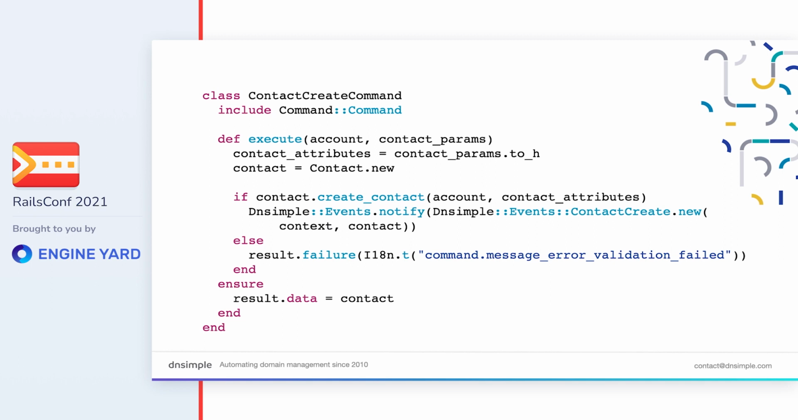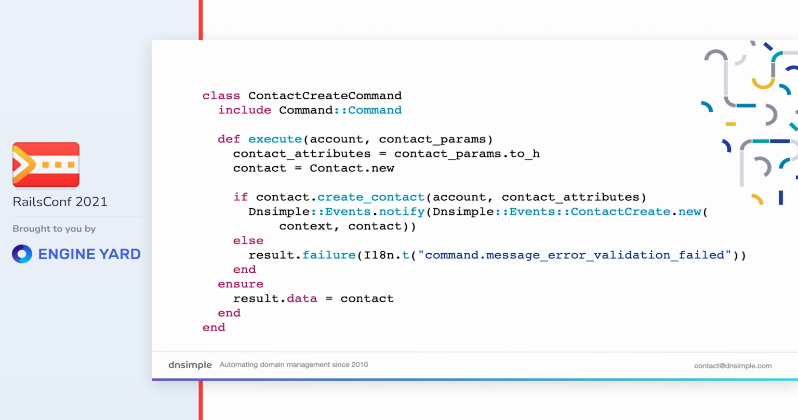So I think this gives a good example of how the commands allow us to evolve the implementation to include cross-cutting concerns and remove those from the controllers themselves. In this case, the cross-cutting concern is the event notification, which in turn triggers things like webhooks and emails and things such as that. You can also see that at the end, the data is ensured to be set to the contact itself, and if there are any failures, that is inserted in the result as well.